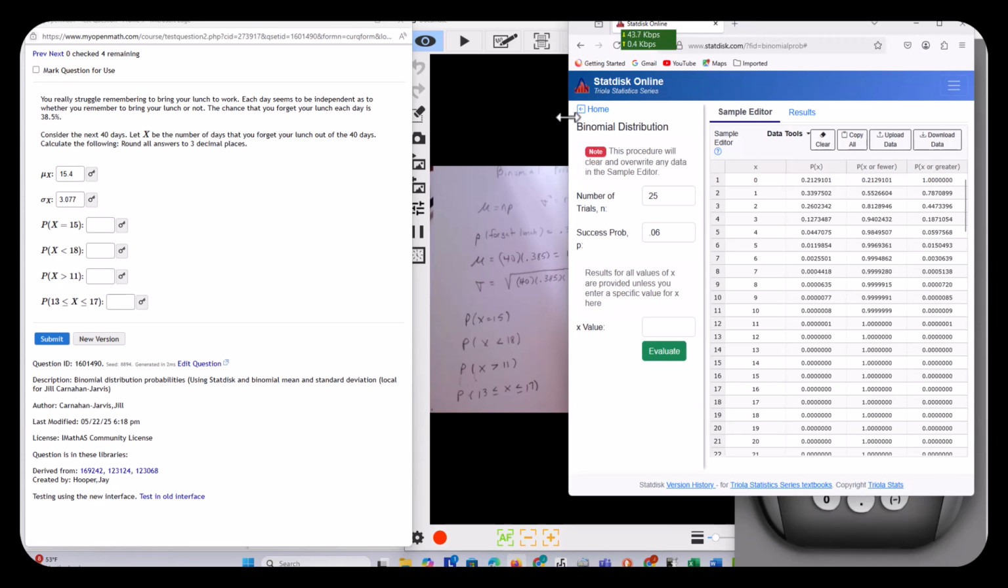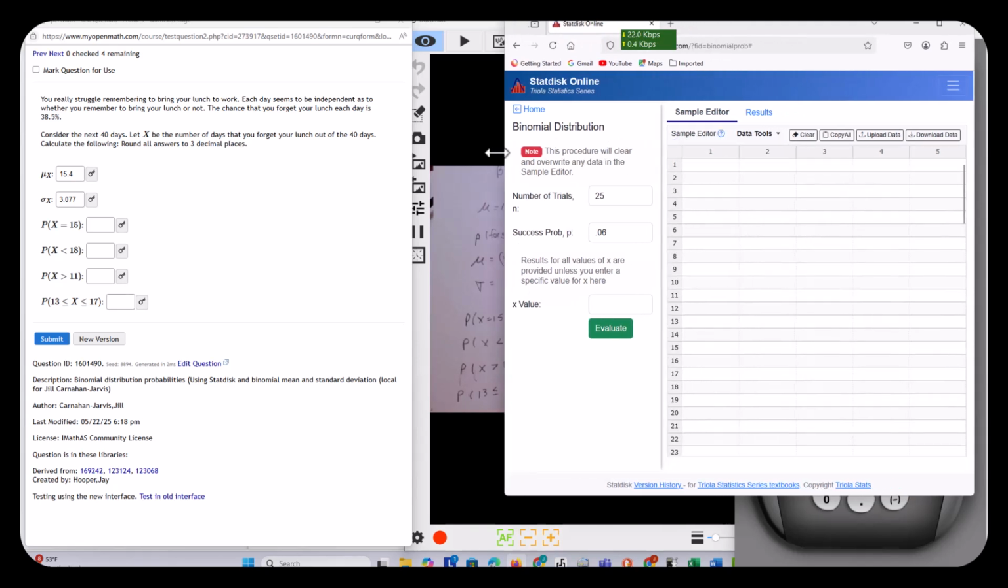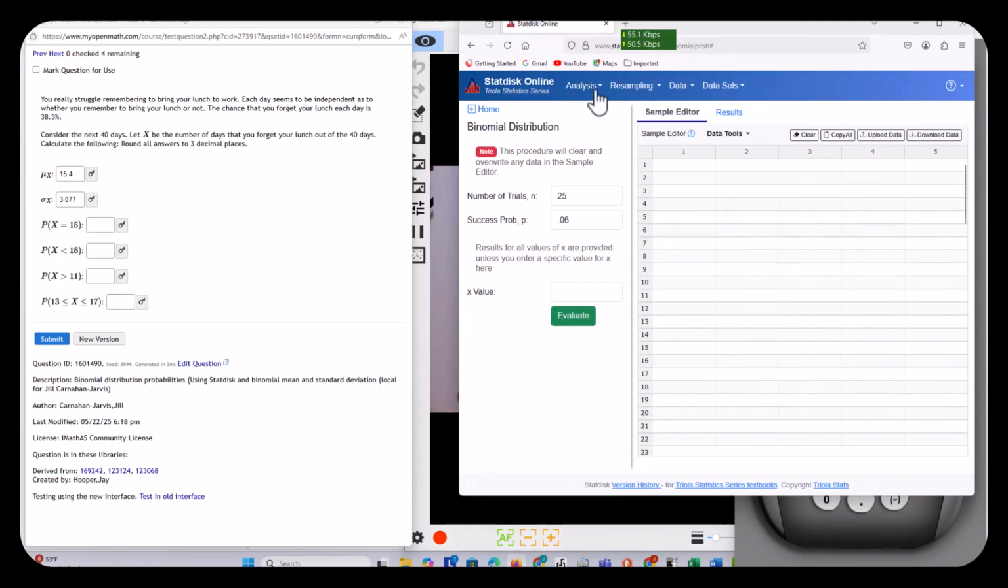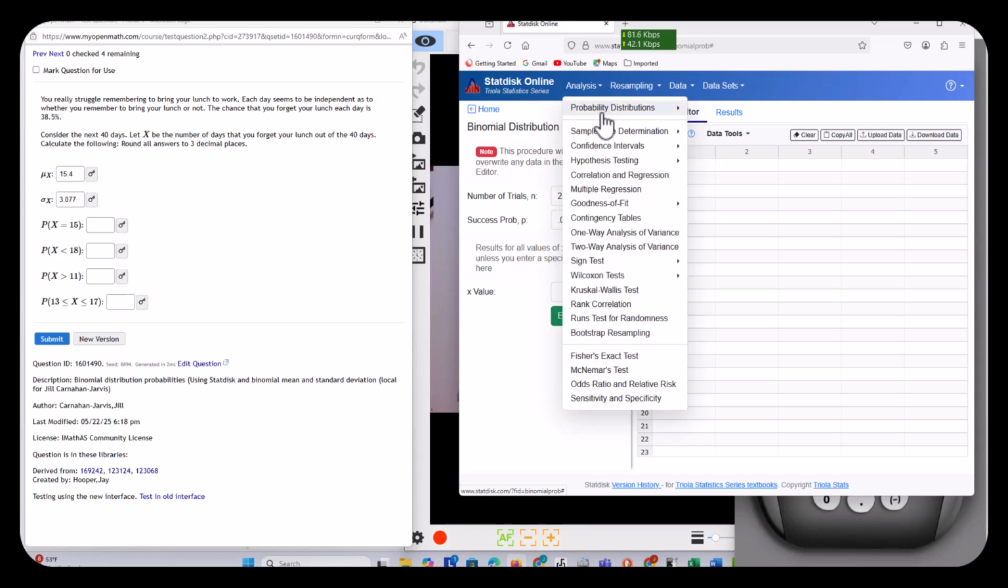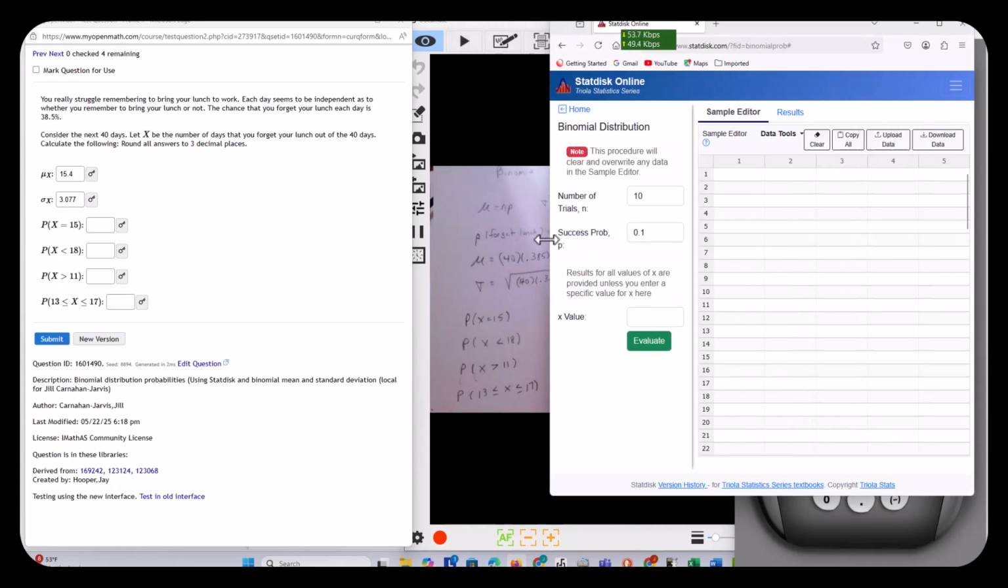It's a little bit wider. I'll clear that out. I might have to make this just a little wider. Make sure I'm at the right place. Analysis, probability distributions, binomial. I'm going to shut this back just a little bit.